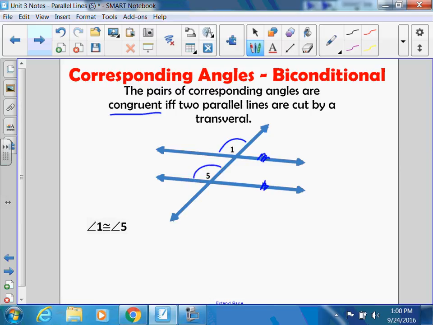Let's say originally I came in, I told you, listen, angle 1 and 5 are congruent. And you tell yourself, well, those are corresponding angles. Remember, corresponding angles, they have to be on the same side of the transversal, and one inside the two lines and one outside the two lines. If I said those two angles are congruent, then you could determine that the lines are parallel. So if you know one, you know the other. That's the biconditional statement. So if two lines are parallel, corresponding angles are congruent.